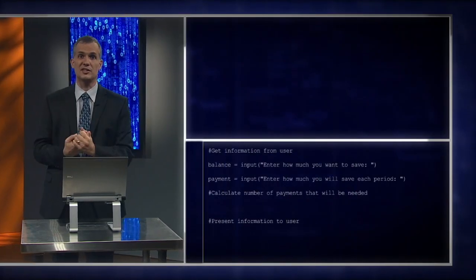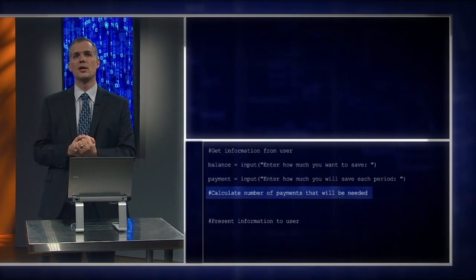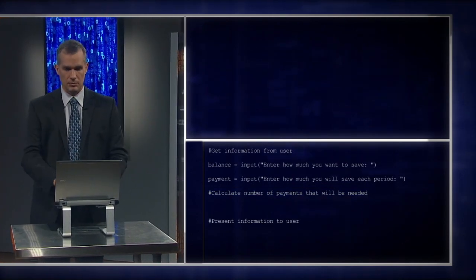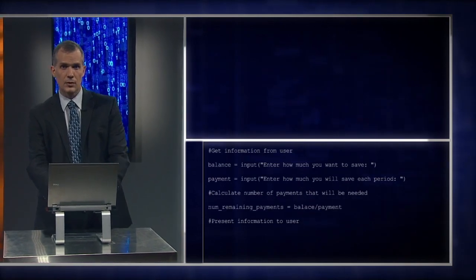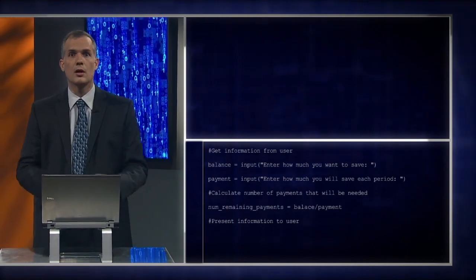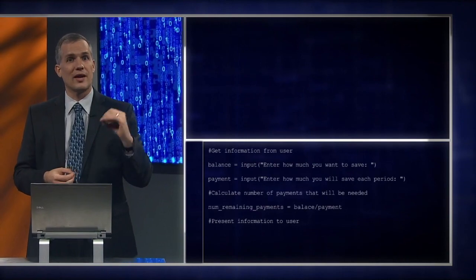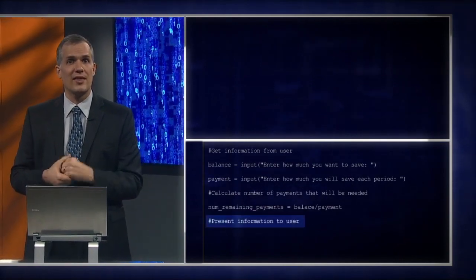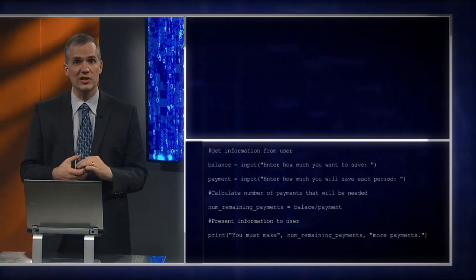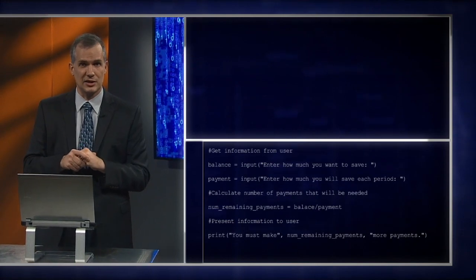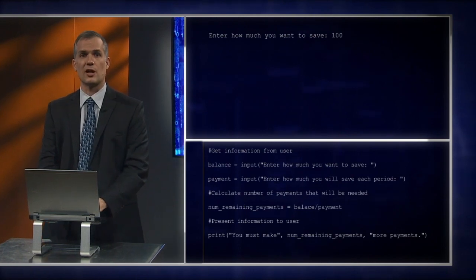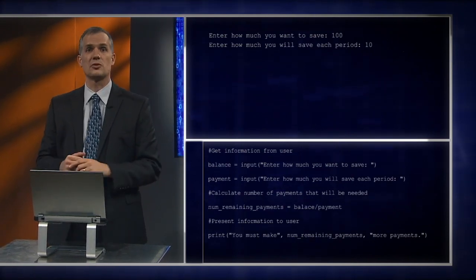So let's write and test our next section of code, the calculation. To determine how many payments we'll need to save up for our goal, we'll just divide the balance by the payment. Let's store that in a variable num_remaining_payments. To test this, we'll want to print out that variable to make sure that we got the right answer. And that happens to be the last of our 3 tasks, presenting the information to the user. So, we've actually got a program, and we need to go ahead and test it. So, let's run the code and say we're wanting to save $100, and we can save $10 a week.